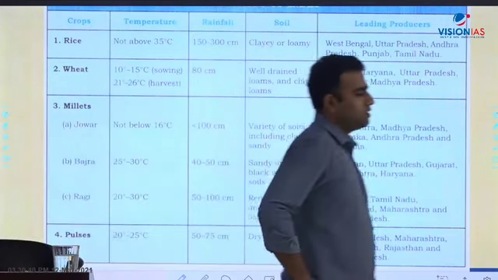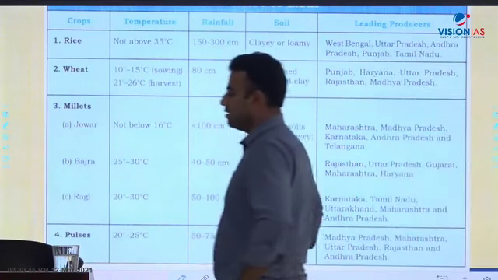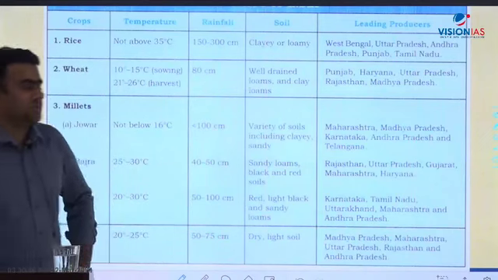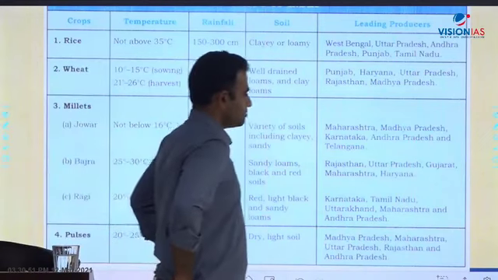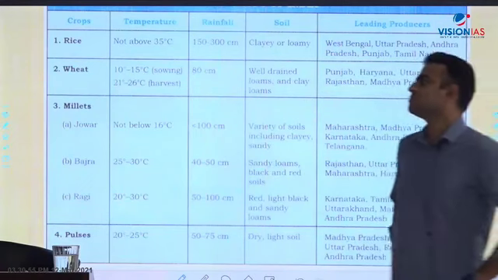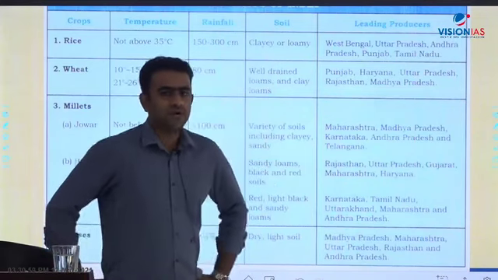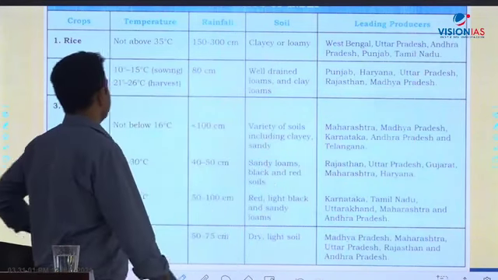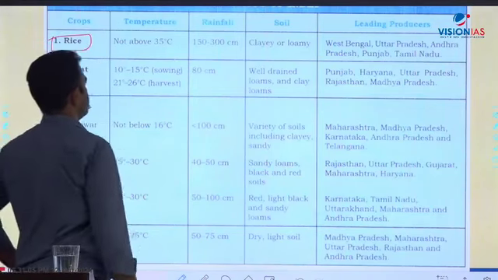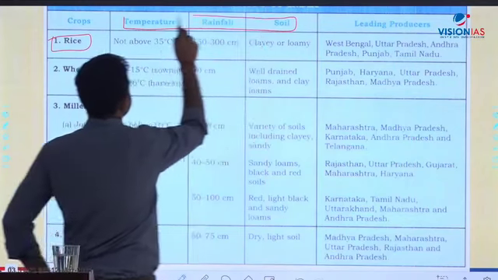So let's talk about the major crops, the cropping conditions and the cropping regions. The topic is major crops of India. See, what are the things which we have to see? Suppose take any particular crop. Let's say for example rice. The first thing you have to see, the conditions in which they grow.